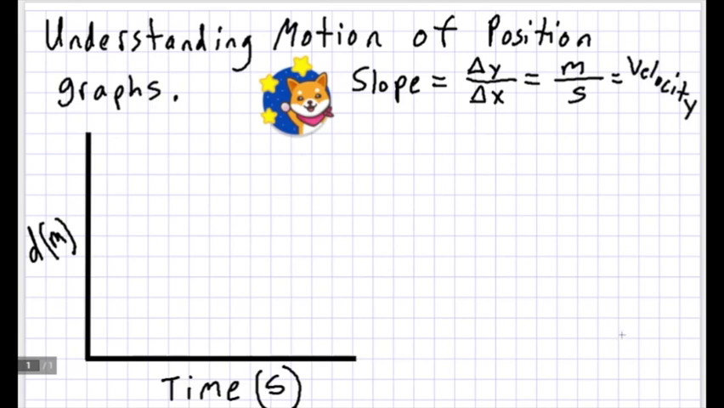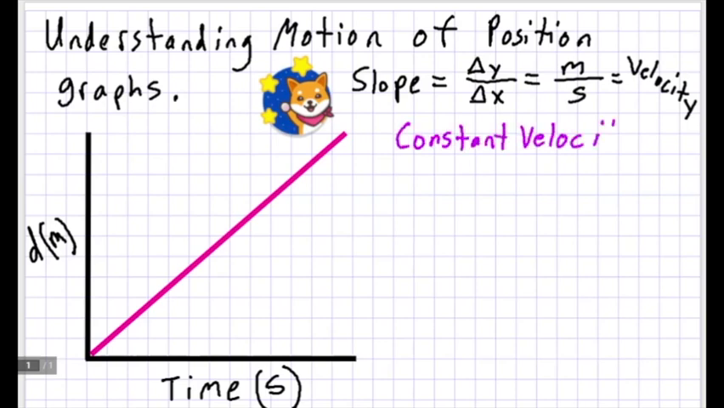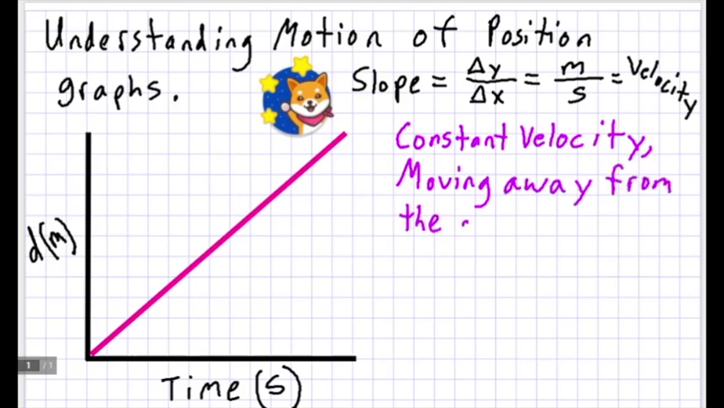Let's take a look at our first example, which will be a straight upward slope line. Because the line is straight, it means that it has a constant slope everywhere, which means that it's going to have a constant velocity everywhere. We can also see that our line is starting at 0 meters, or the bottom of the y-axis, and ending at the top of the y-axis, so some positive meters later. This means that we're moving away from the origin.